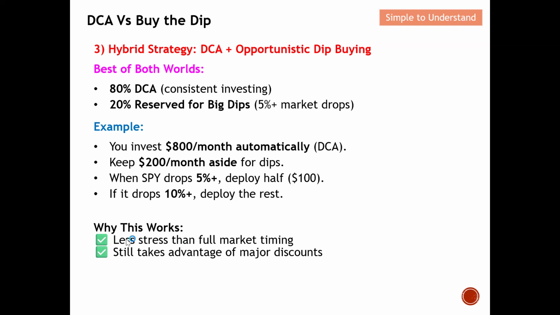This also potentially takes advantage of any major discount. Like I mentioned earlier on, any potential dips that you identify, then you buy in, and this works the best. So basically this is why I strongly suggest you guys use this method, a hybrid combination of DCA and buy the dips opportunity here.